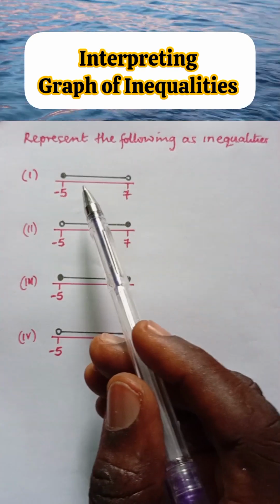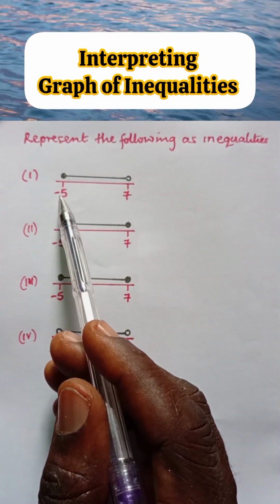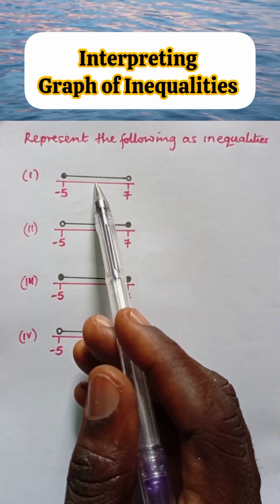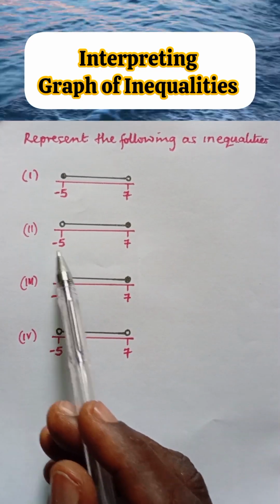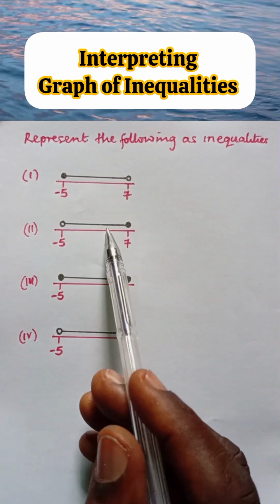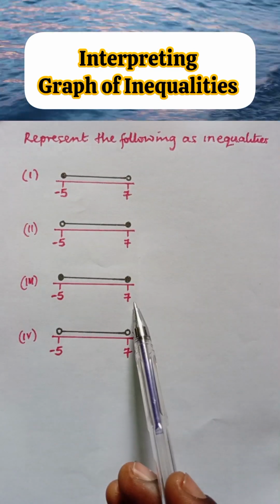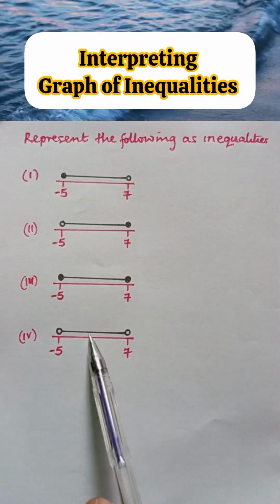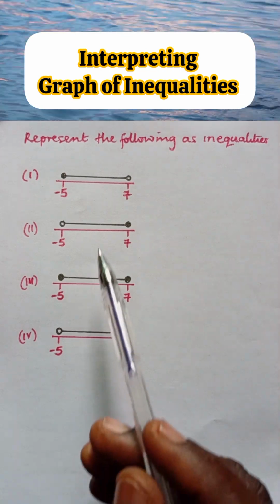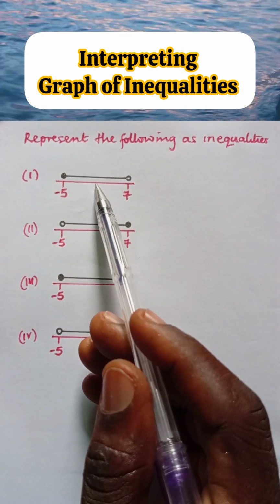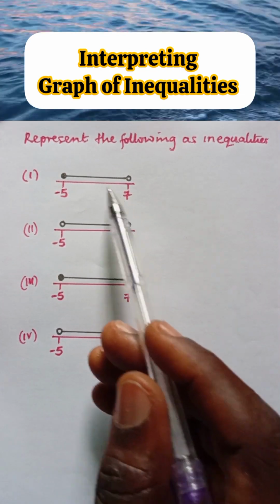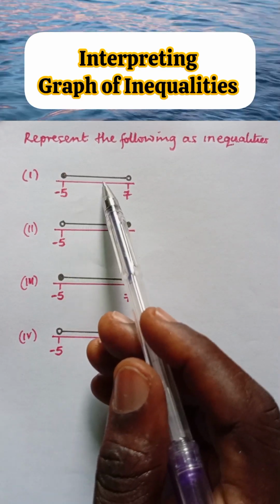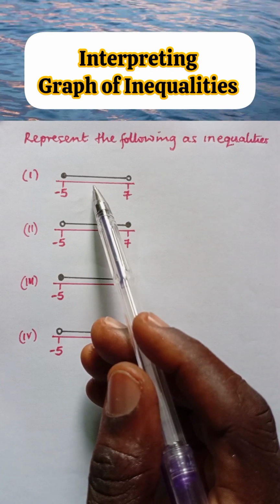Now note that for each one, we have -5 as the lower limit, 7 as the upper limit, and in between them is the value of x. Similarly, lower limit, upper limit, and in between we have x. Note that for each of these graphs, x is equal to or less than 7, and equal to or greater than -5, but never greater than 7 and never less than -5, because x is in between them.